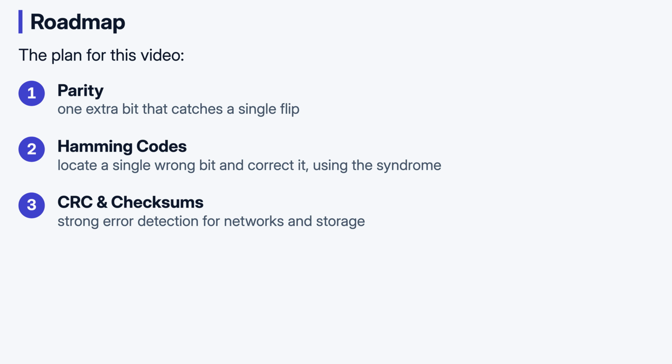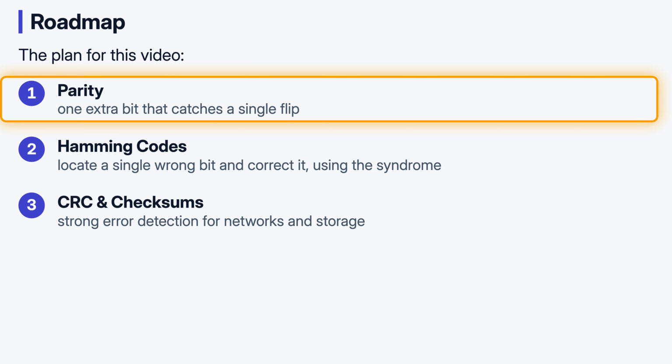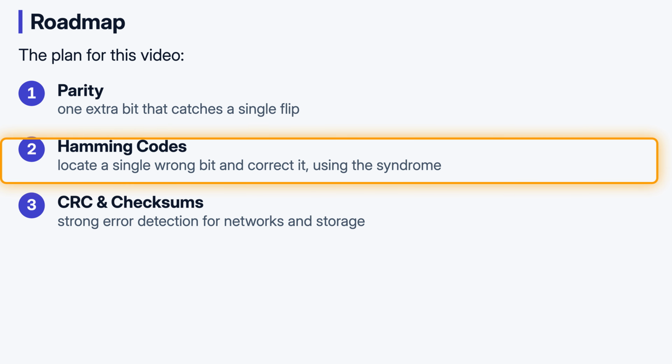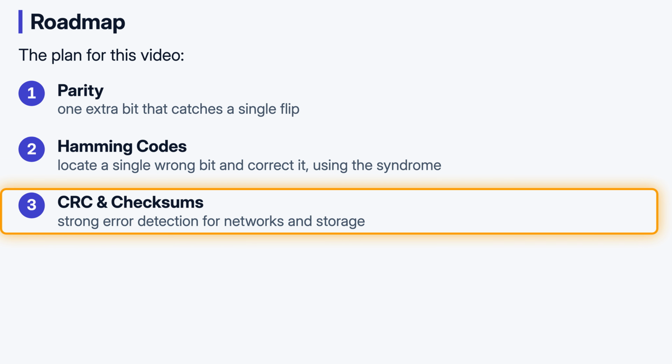Let's look at the plan for this video. It has 3 parts. First, parity, one extra bit that catches a single flip. Second, Hamming codes, the centerpiece. They do not just detect an error, they find which single bit is wrong and correct it using the syndrome. And third, CRC and Checksums, strong ways to detect errors that networks and storage rely on every day.